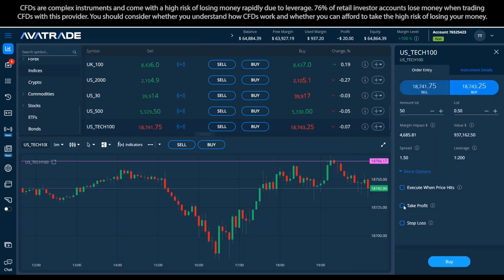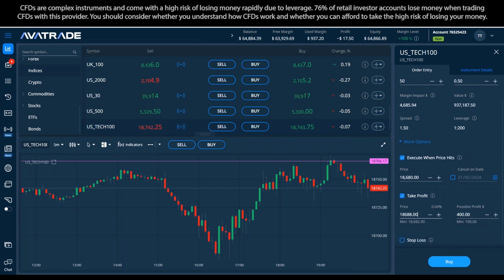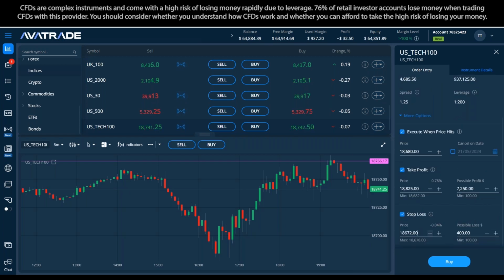So execute when price hits 18,685. Take profit then would be above that. 18,825 is the middle of that zone that we were looking at. And stop loss wouldn't have to be very far down now to be below the pivot. So 18,000, we could even go down to something like 625 to be a good distance below that pivot. And now you see almost a 3-to-1 ratio potential profit to risk.